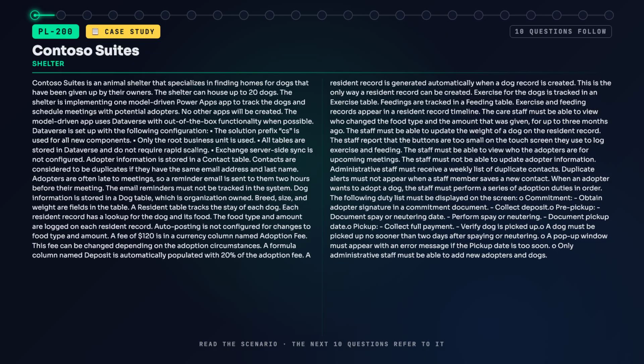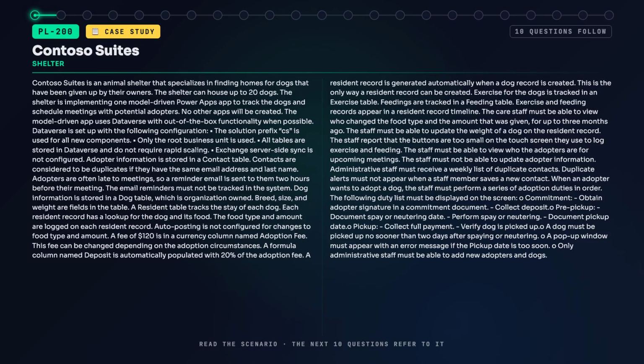When an adopter wants to adopt a dog, the staff must perform a series of adoption duties in order. The following duty list must be displayed on the screen. Commitment: obtain adopter signature in a commitment document. Collect deposit. Pre-pickup: document spay or neutering date. Perform spay or neutering. Document pickup date. Pickup: collect full payment. Verify dog is picked up.